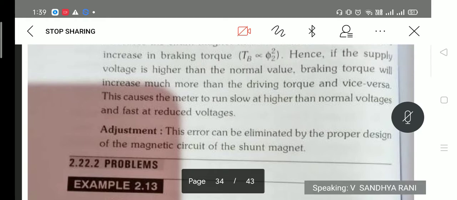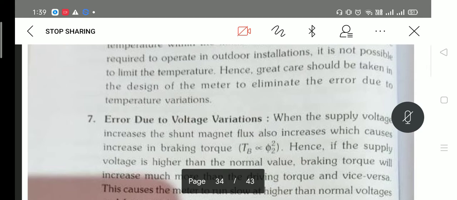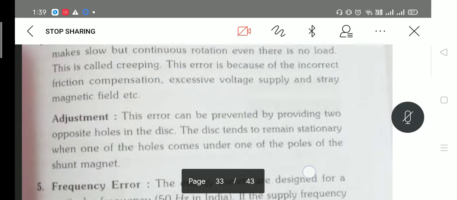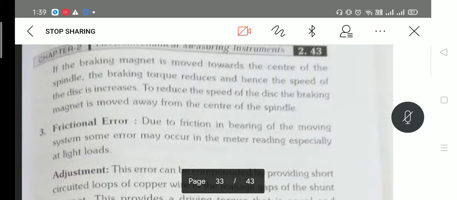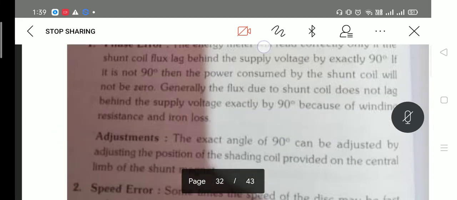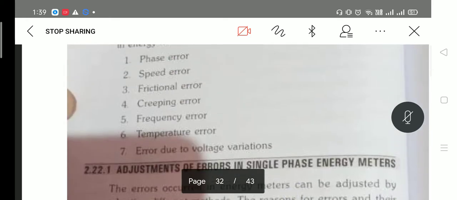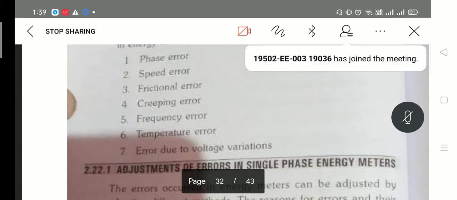Okay, it is clear. We have 7 types of error: phase error, speed error, frictional error, creeping error, frequency error, temperature error, and error due to voltage variations. These are the 7 types of errors.